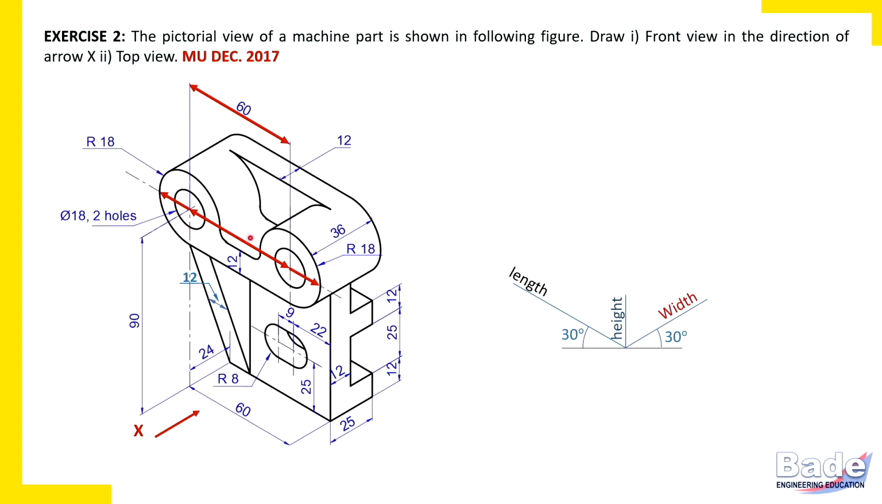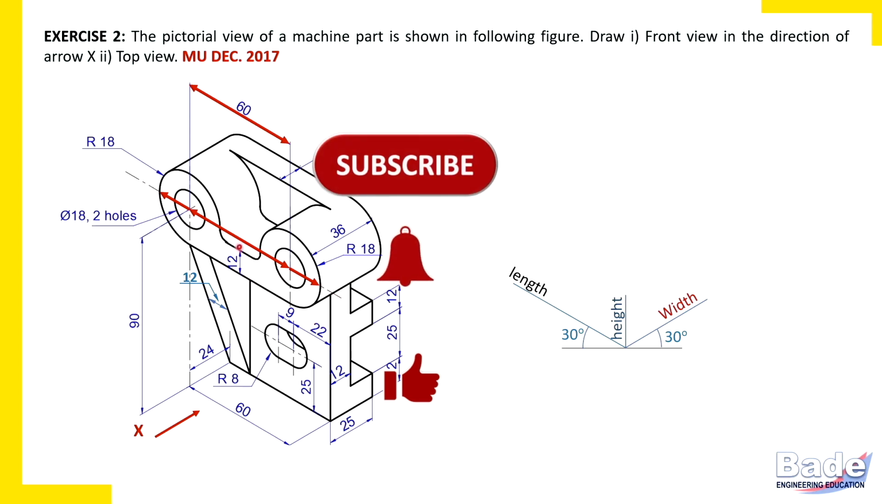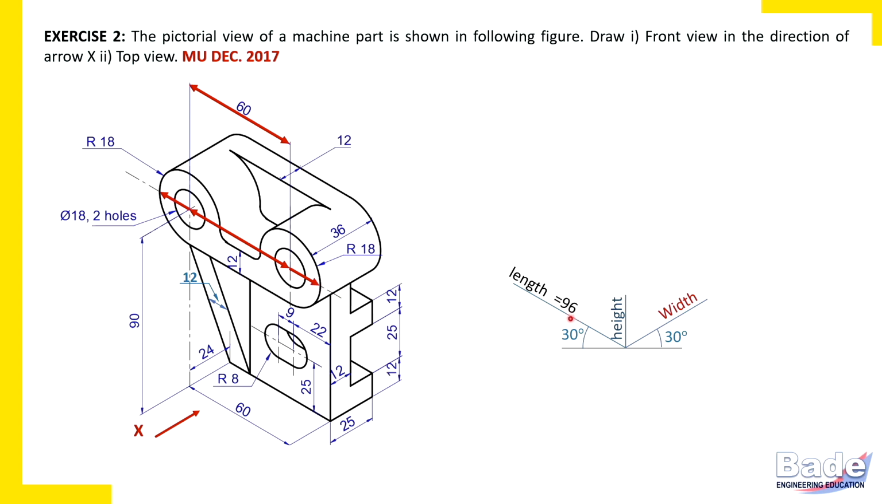So 60 plus 18 plus 18, that is overall length from extreme right to extreme left. That is length of the object. It is 60 plus 18 plus 18, it is 96 millimeters. So we have identified length of the object. Now let's check height of the object.